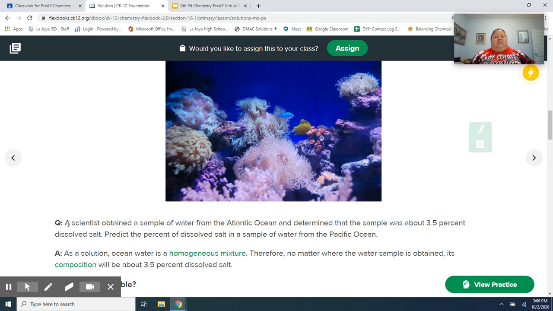If you are a scientist working with a water sample from the Atlantic Ocean and determine that 3.5% of it is dissolved salt, predict the percent of the dissolved salt in a sample of water from the Pacific Ocean. So you have studied the Atlantic. You're making a prediction about the Pacific. Will the amount of salt in your sample be the same or will it be different?